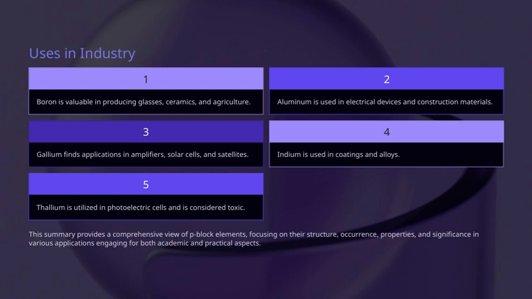It's valuable in producing glasses, ceramics, and plays a crucial role in agriculture by enriching soil. Lastly, thallium is utilized in photoelectric cells, but we should note that it is considered toxic, so handling it requires caution. These applications highlight how each element's unique properties make them essential across various industries, tying into the broader theme of how the structure and properties of p-block elements influence their practical uses.